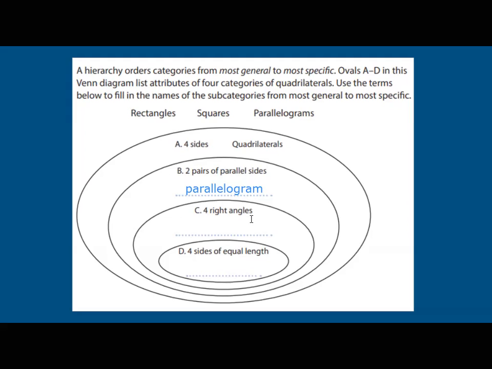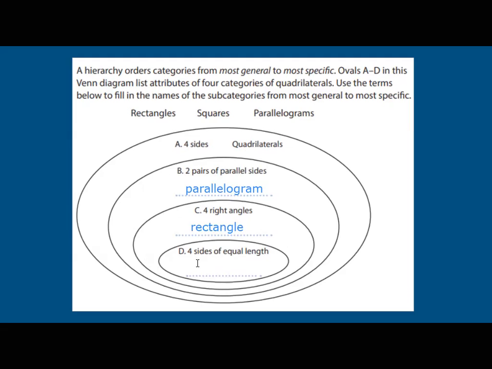So as we move to the next oval, we see 4 right angles. So we have rectangles and we have squares that are left. So which would be a parallelogram that takes it one step further that has 4 right angles? Correct, that means it's a rectangle. All right, so a rectangle is a parallelogram. A rectangle is also a quadrilateral because this rectangle oval is inside both of those ovals.